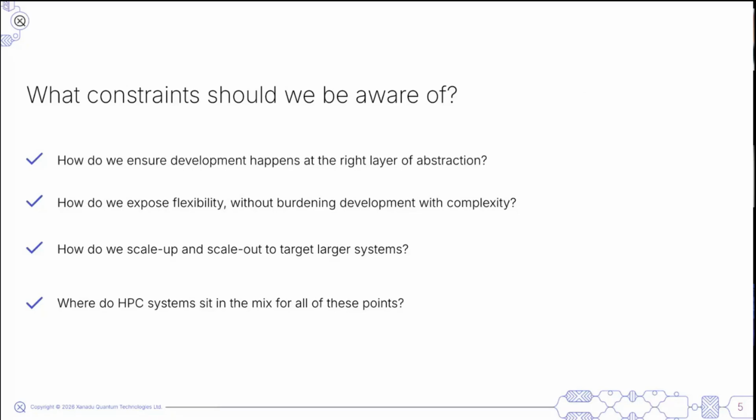Next on the list, scaling up and scaling out is a big one, right? I think most of us here are aware that once these machines are fault tolerant ready, we're going to have a lot of large scale problems to solve: very large workloads, very large data sets, very large modes of execution. These need to be considered all the way through here. I think the NISQ era has been very much a starting point for people, but NISQ era thoughts don't work in a fault tolerant world. Next on the list, I think it's relevant to hear where HPC systems sit in the mix of all of this. How does that type of ecosystem work with all of the above?